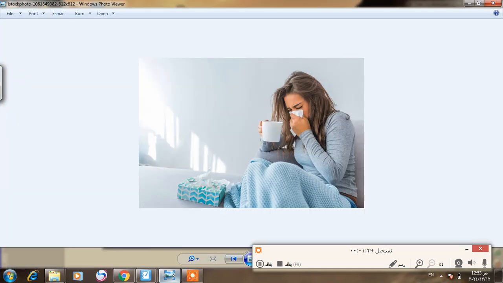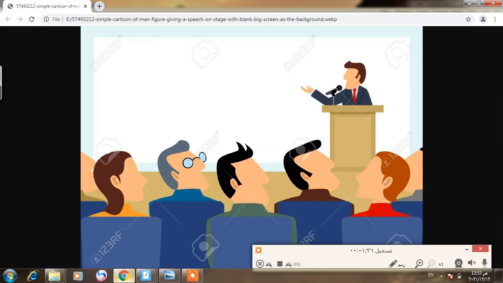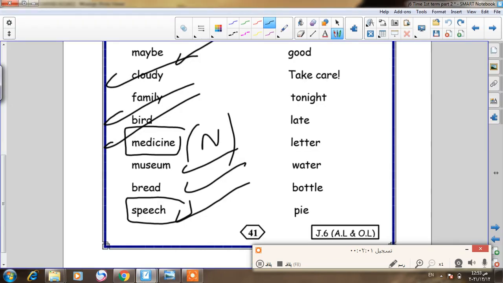For example, we have a picture. Here we have a person, and this person is giving a speech in front of other people. It means that he's speaking, or he's saying some words about a certain topic. For example, how to keep the environment clean, how to have a good society, and so on. And then after this, what do we have next? And the word speech, of course, is a noun.